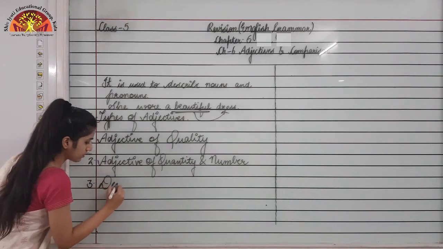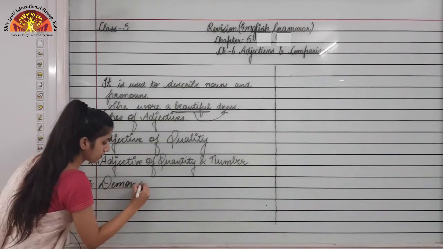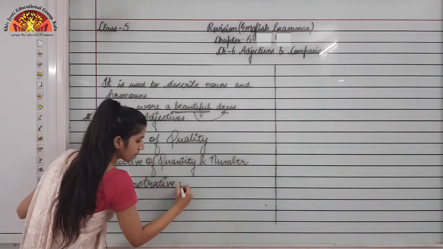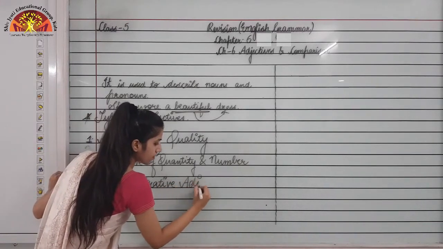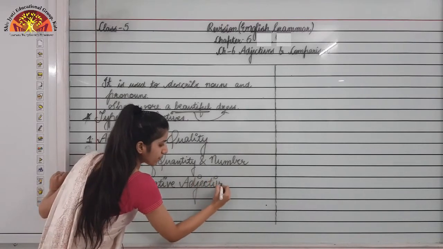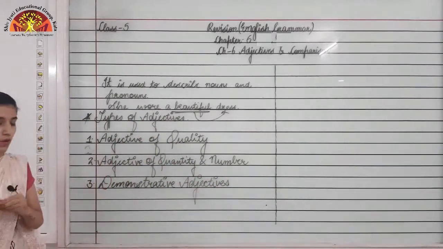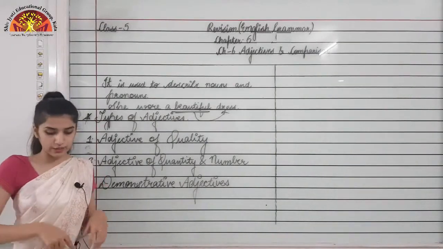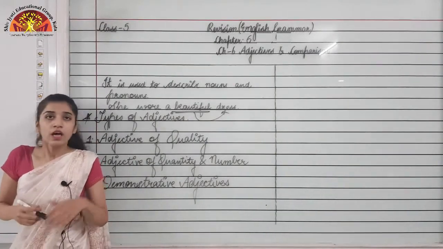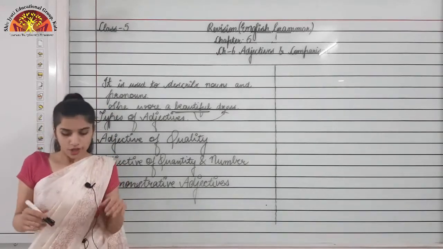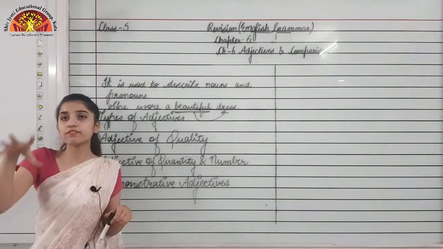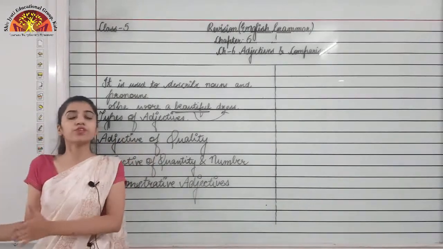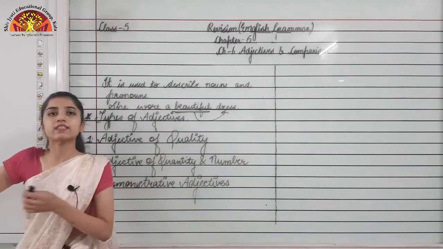Demonstrative adjectives. Okay, so demonstrative adjectives are used to point out something. You can find it on page number 25 of your book, the last topic on that page. Demonstrative adjectives are used to point out specific things, and the demonstrative adjectives we will use are this, that, these, those.